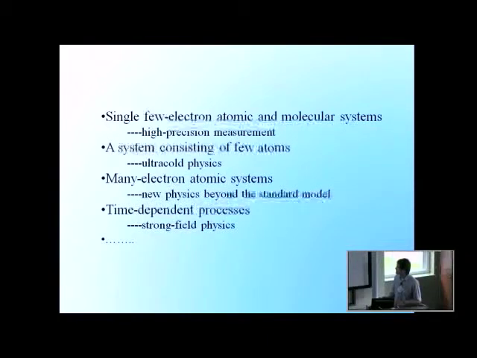This category is also a single atom, but with many electrons, like Andre probably will be talking about. This actually is a playground for testing new physics beyond the standard model of elementary particle physics. It's extremely important because those effects are proportional to Z to some power, so it's better to have a large Z. And also time-dependent processes. I think Jack is an expert in this area, and he will be talking about strong field physics.